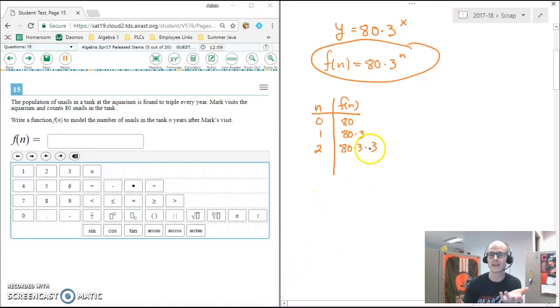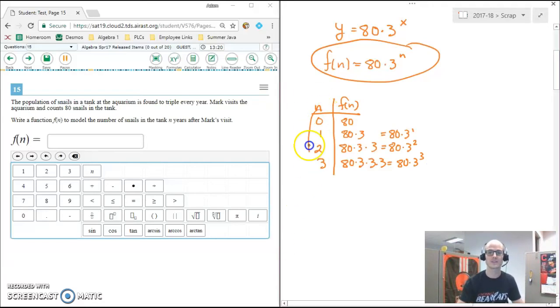Maybe we want to rewrite this now because we want to use exponents. So this is the same as 80 times 3 squared. This one above was the same as 80 times 3 to the first. And if we continue this process, you see that we can get 80 times 3 times 3 times 3 equals 80 times 3 to the third. Now the key here is that the number of years is now directly lining up with the exponent here. So if we continue this pattern and we say, well, after 4 years, it should be 80 times 3 to the fourth.